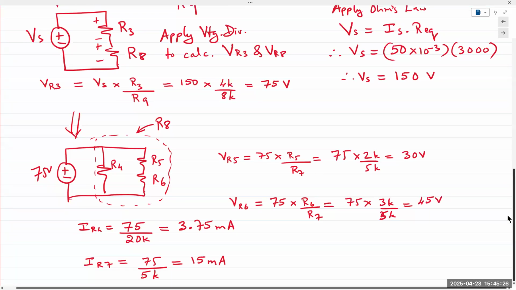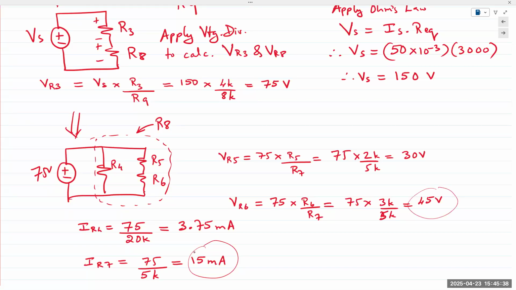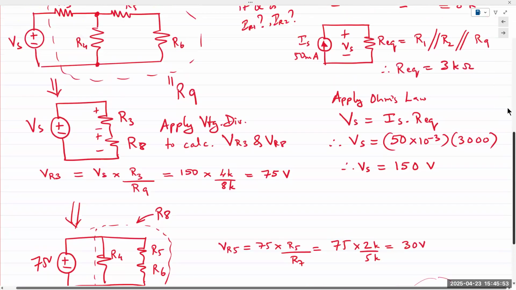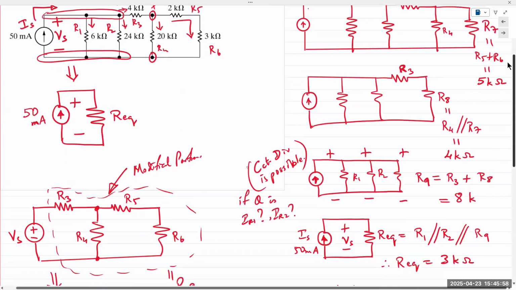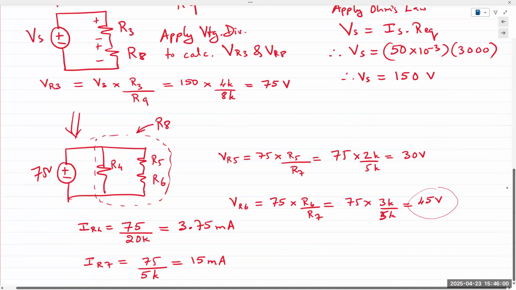So if I take 30 volts divided by 2000, I get 15 milliamps, which is IR7. If I take 45 volts divided by 3000, which is R6, again I get 15 milliamps. So there are multiple ways to solve for the same circuit. There are still a few other quantities we didn't solve for, like the currents going through R1, R2, and R3. So we can calculate simply by applying Ohm's law to all of them.